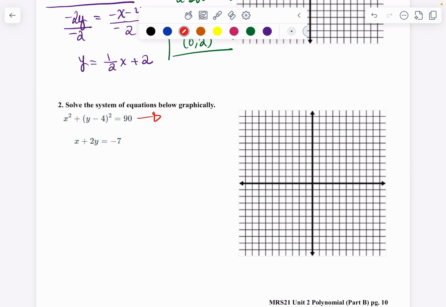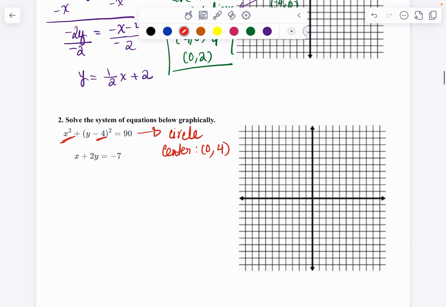Now for this one, for the circle, we don't see any number next to the x squared. So that means the center for the x is going to be at 0, and the negative 4 turns into a positive 4. So I'm going to go ahead and plot 0, comma 1, 2, 3, 4.